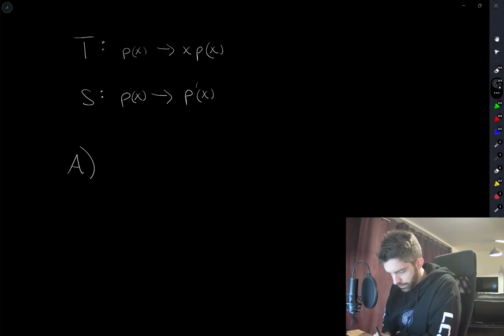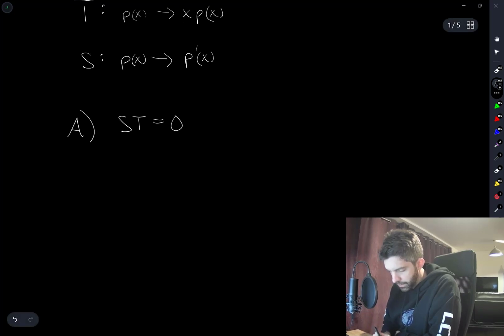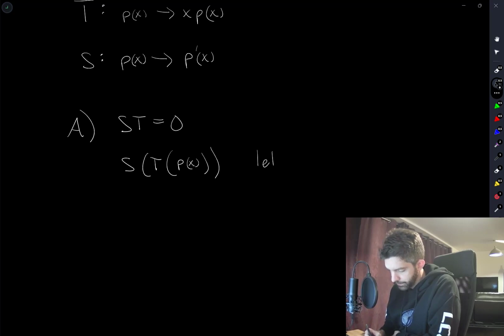So to show that this is false, all I need to do is find a polynomial such that S of T of P of x is not equal to 0. Well, let P be equal to 1, the constant polynomial. Then T of P is just equal to x, and ST of P is equal to 1. Great, not 0.